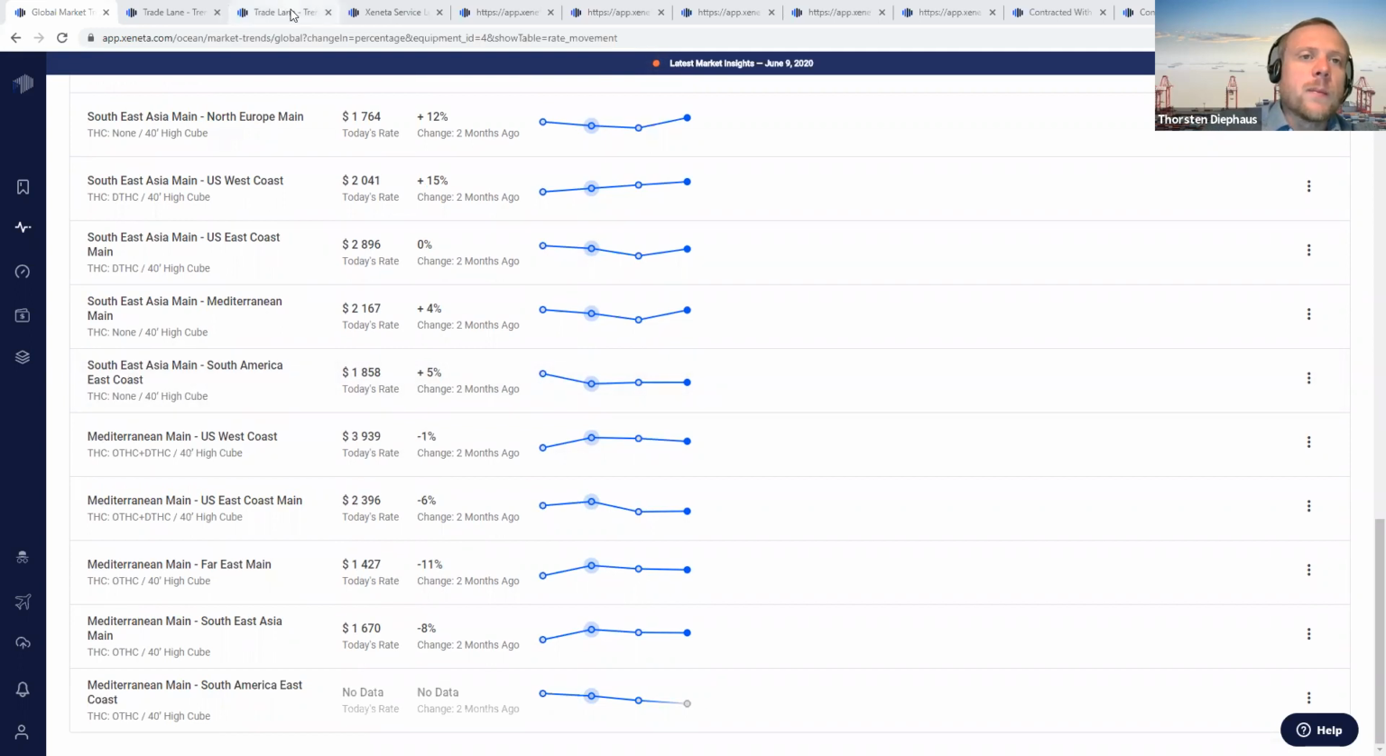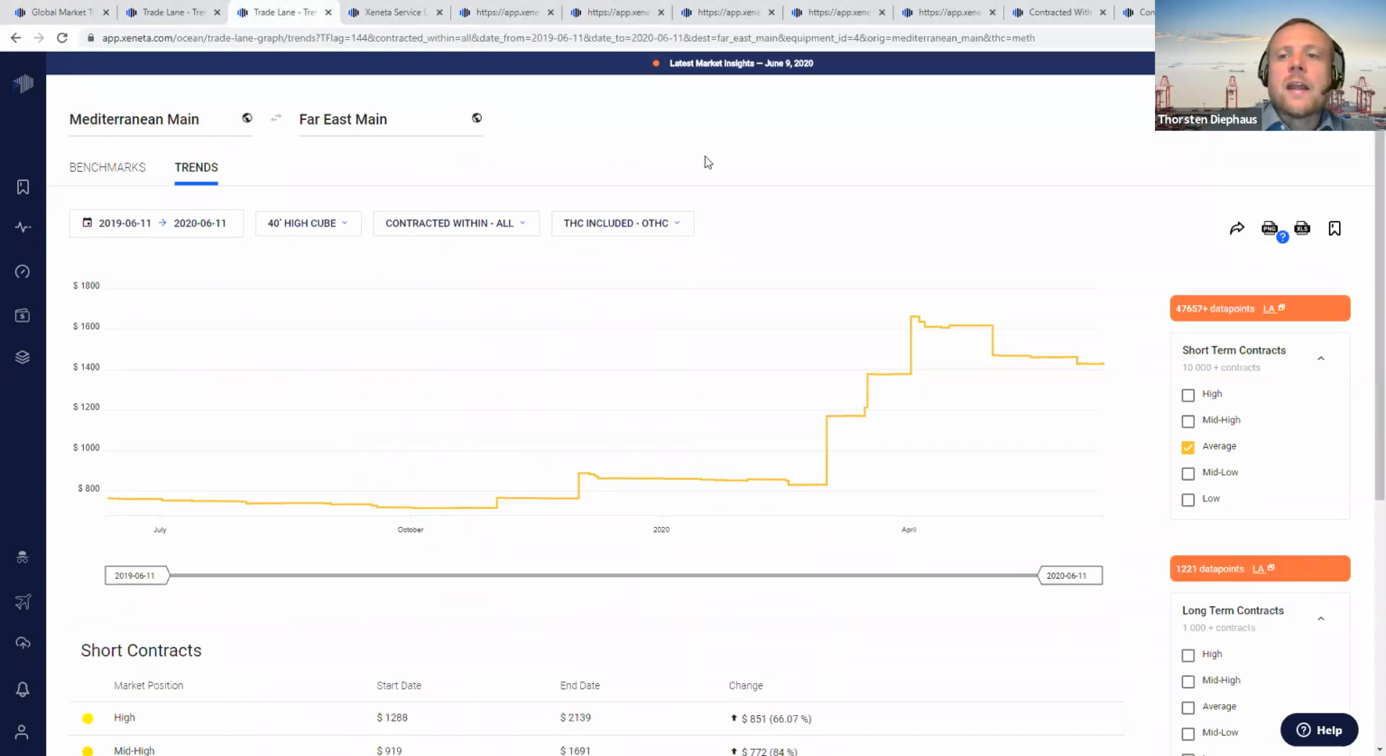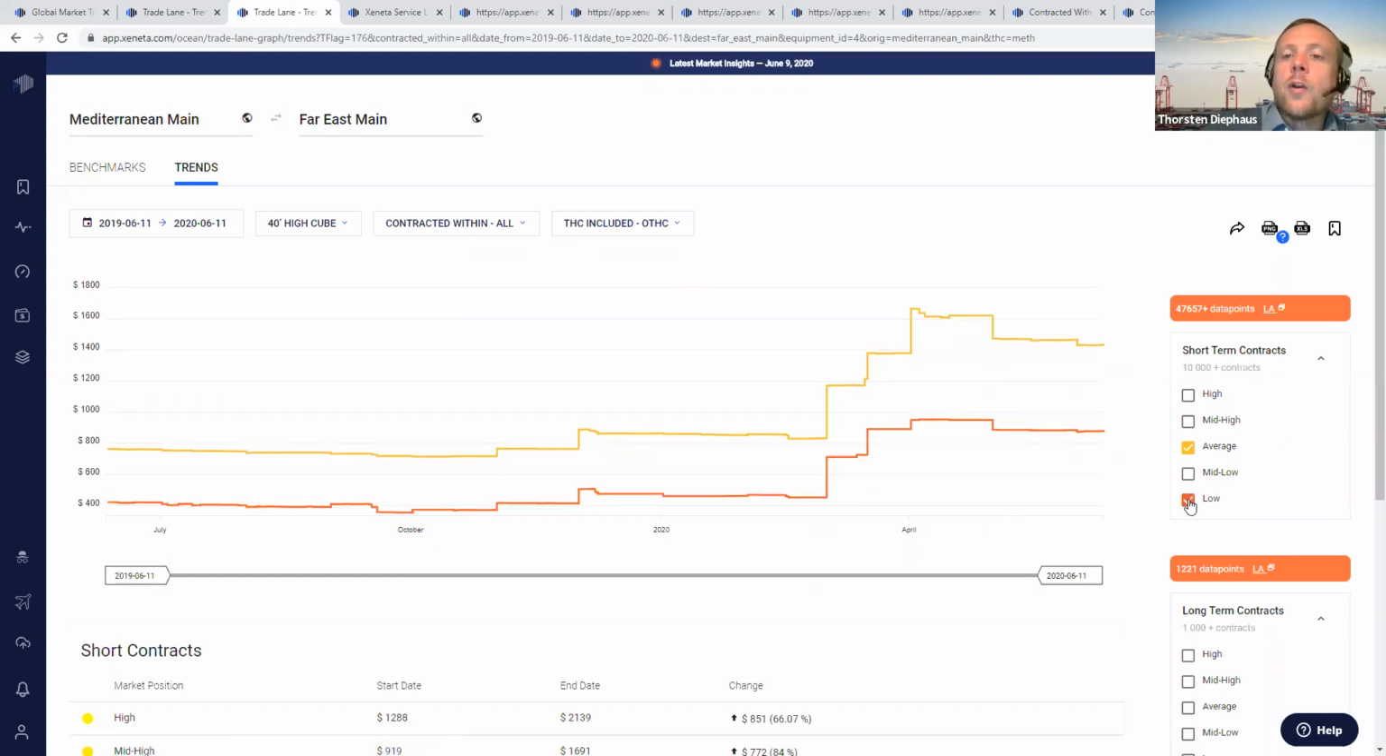Let's start with Med to Far East Main. As I said, this price slightly dropped from April. But considering the fact that the prices went up heavily, those prices are still on an extremely high level. Therefore, this is just a slight adjustment downwards, where we come from a price level of roughly 1600 in April, and now we're at 1430 for the average.